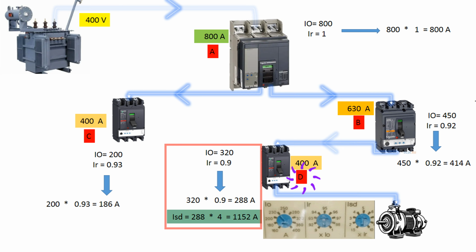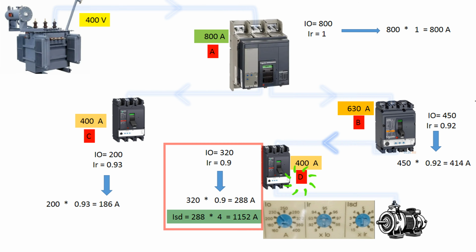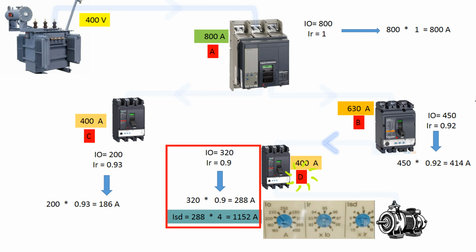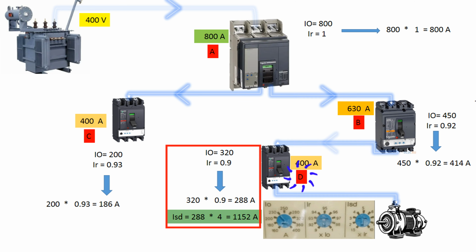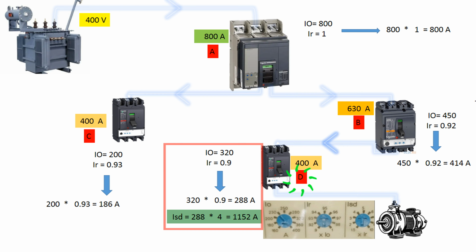This means that if a short circuit occurs downstream of breaker D, as soon as the short circuit current reaches 1152 amperes, breaker D will trip. Pay close attention here. 288 amperes is related to the overload setting of the breaker. But 1152 amperes is related to the short circuit protection. A short circuit occurs in a fraction of a second and produces a current of several kiloamperes. The role of ISD is to interrupt the breaker at 1152 amperes, prevent the short circuit current from rising further, avoid tripping upstream breakers, and protect the breaker itself from overheating or damage.